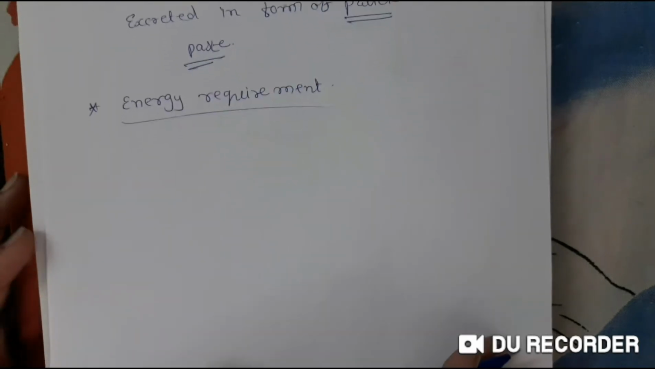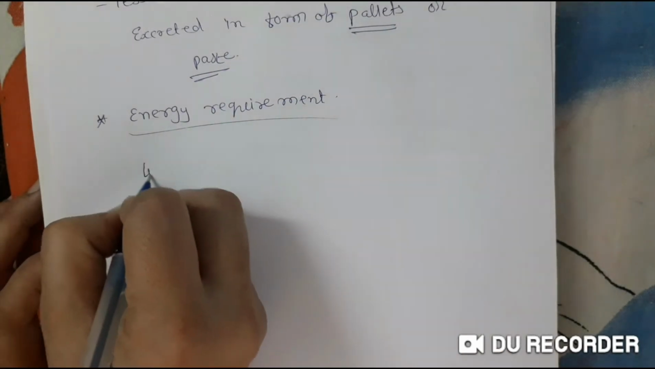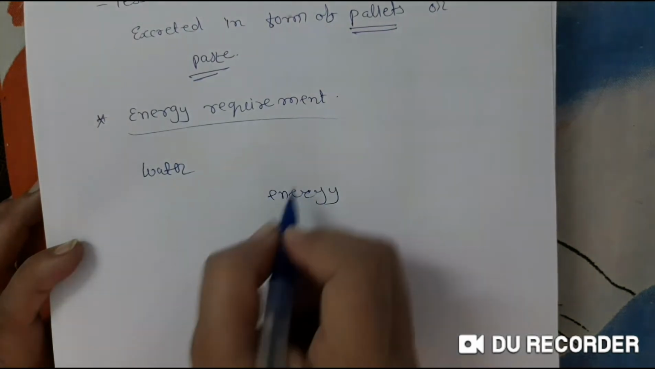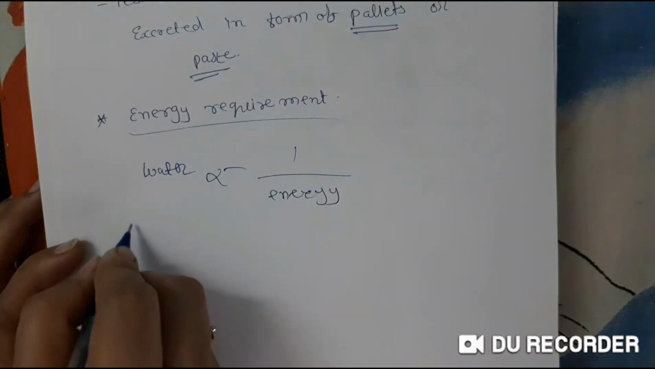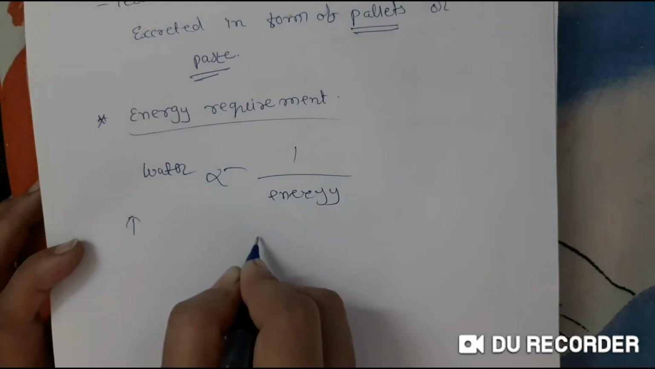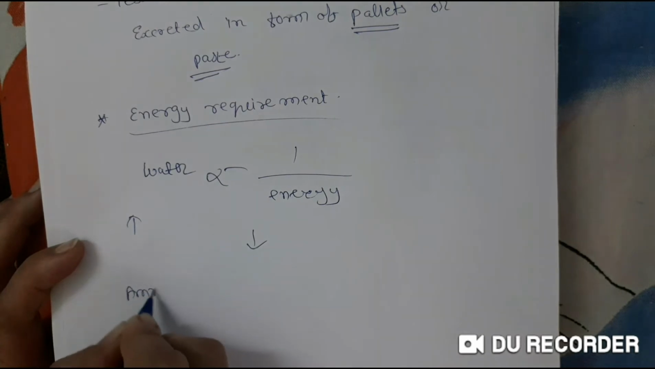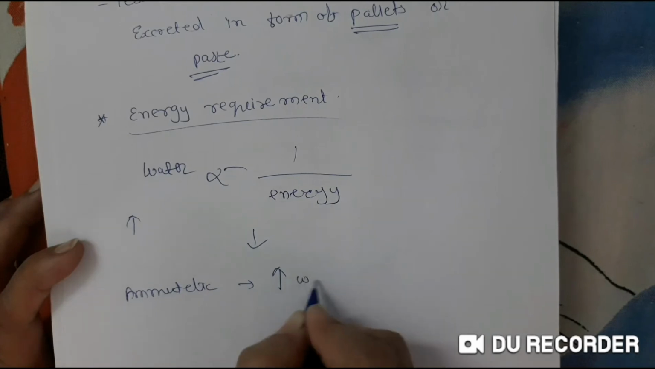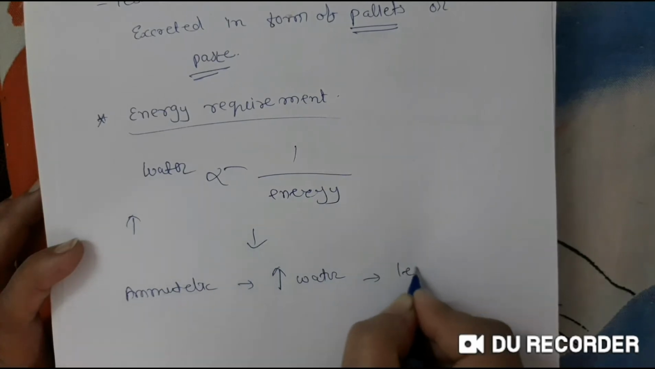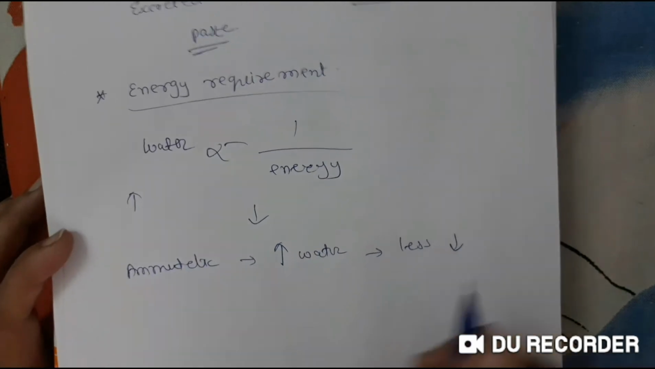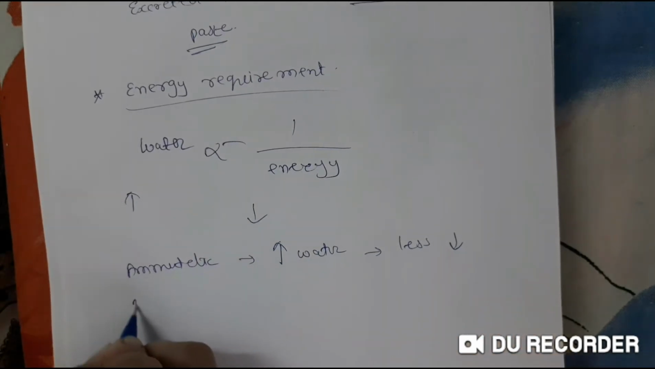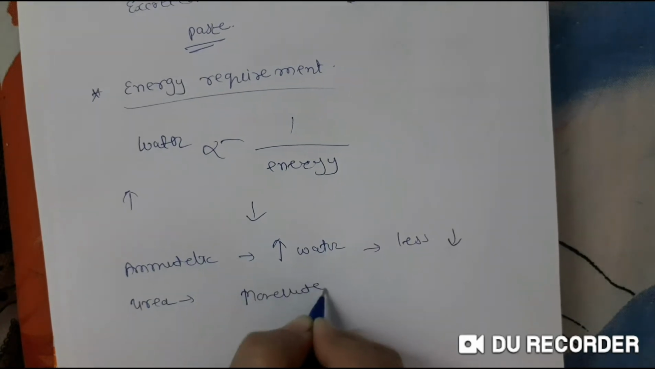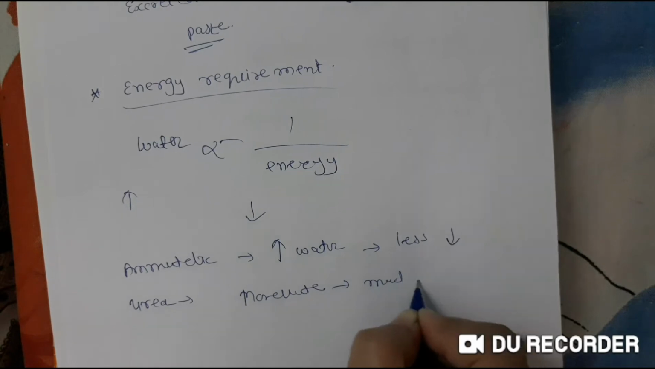So see, what is the relationship of water and energy requirement for excretion? It is inversely proportional. If the water requirement is large, then the energy requirement is less. Consider the ammonotelic. Ammonotelic animals require a large amount of water, so very less energy is required. Then ureotelic require moderate water, obviously moderate energy.